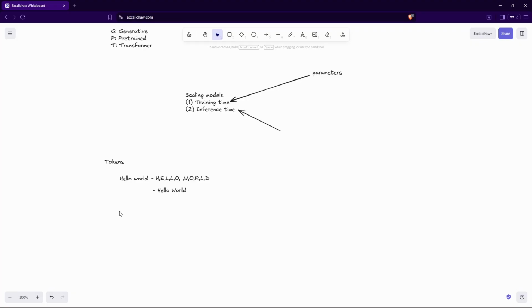Let me give you an example. So hello world, according to this, would have 1, 2, 3, 4, 5. Let's ignore the white space. 6, 7, 8, 9, 10. So let's say back in the days this would be 10 tokens.